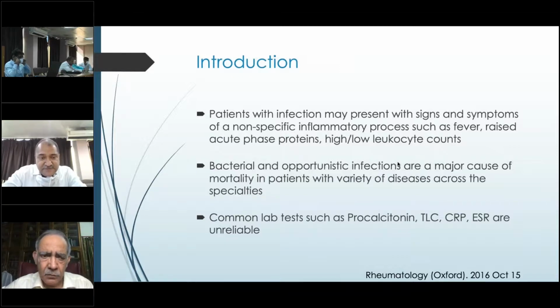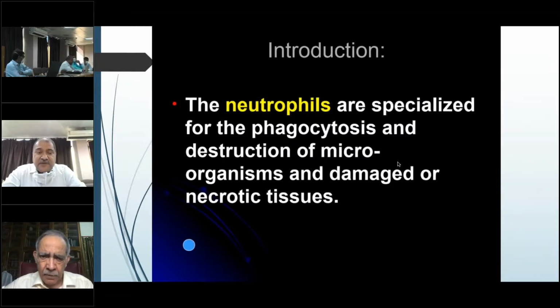Next slide, please. So we know that neutrophils are the major cells which have the phagocytic function besides monocytes and macrophages, and they play a major role as a first line defense in targeting the microorganisms which are causing the infection. Next slide, please.